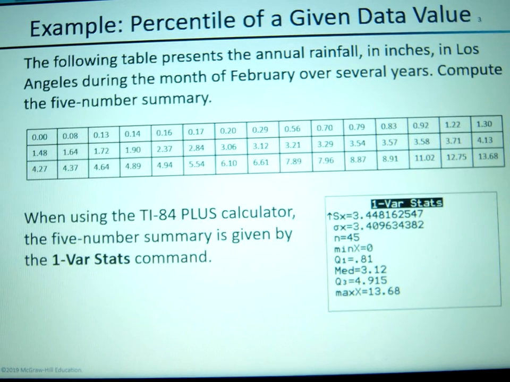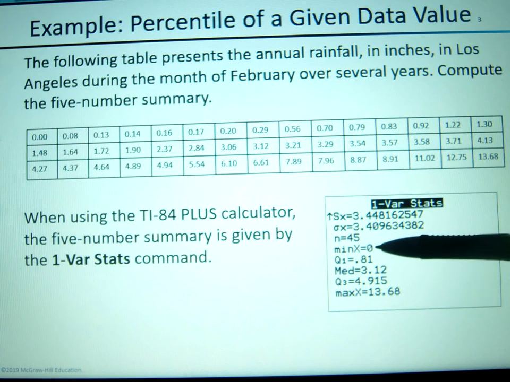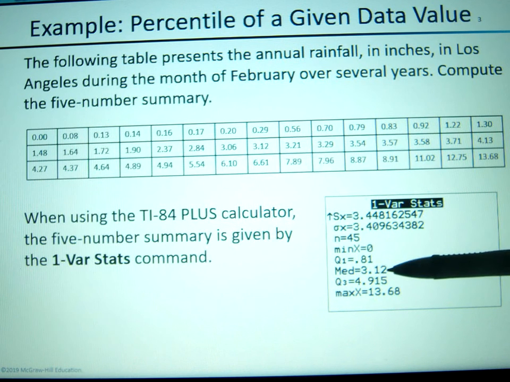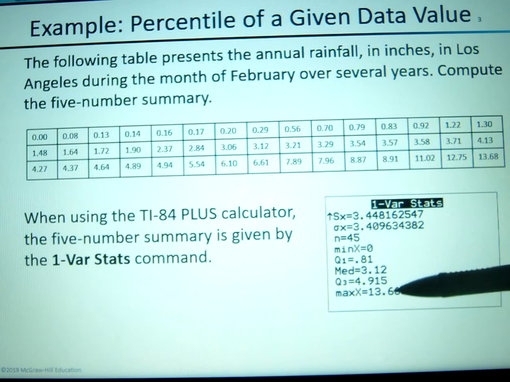When we do this in the calculator again, it'll be listed here: minimum, Q1, Q2 or the median, Q3, and our max.